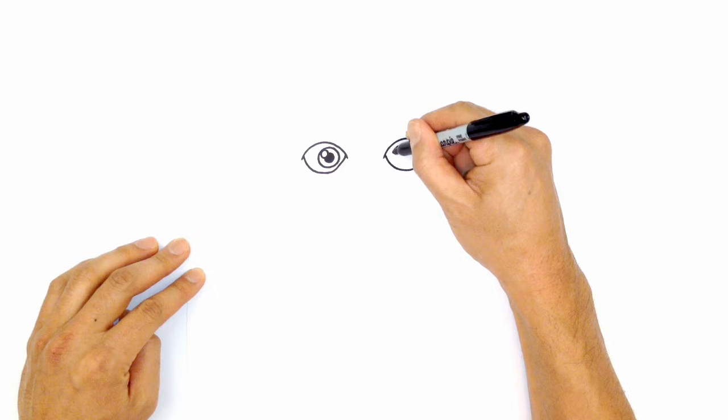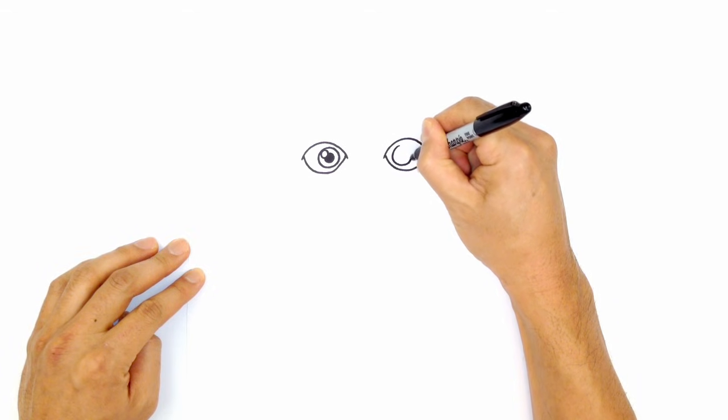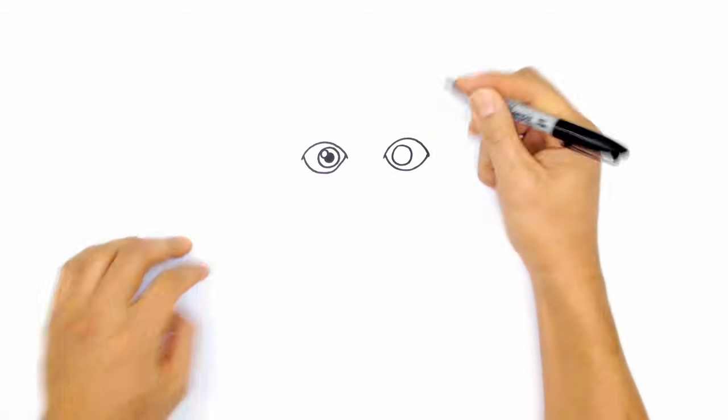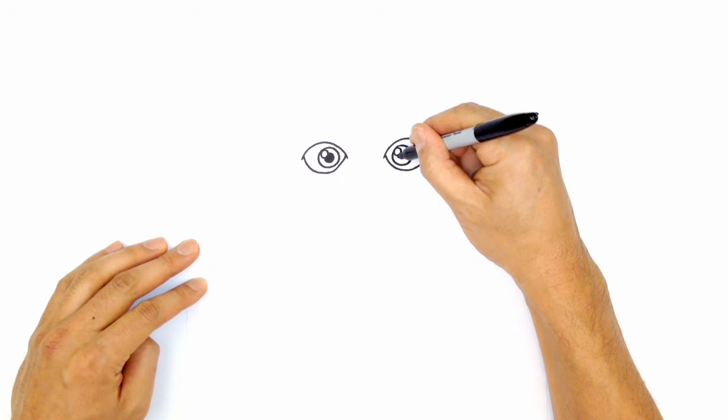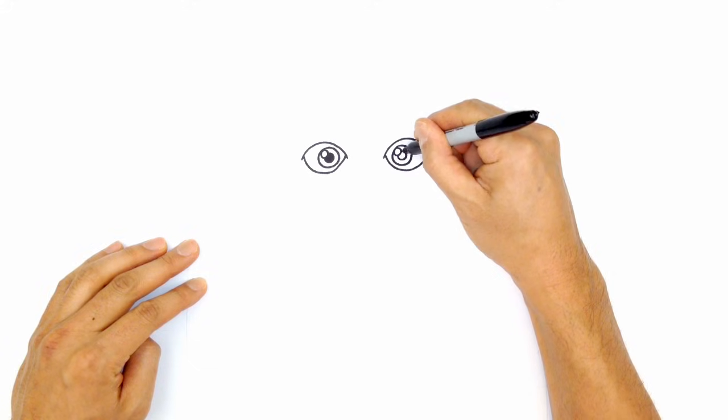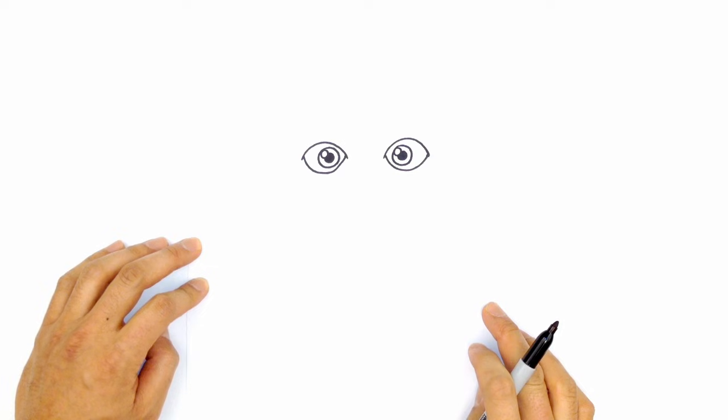So starting at the top, we'll curve down and back up to the top again. Let's draw on that highlight. So we'll draw a circle on the top corner, and then we'll draw in the pupil just tucked in behind. We'll color that in black. Let's go ahead and draw some eyebrows.